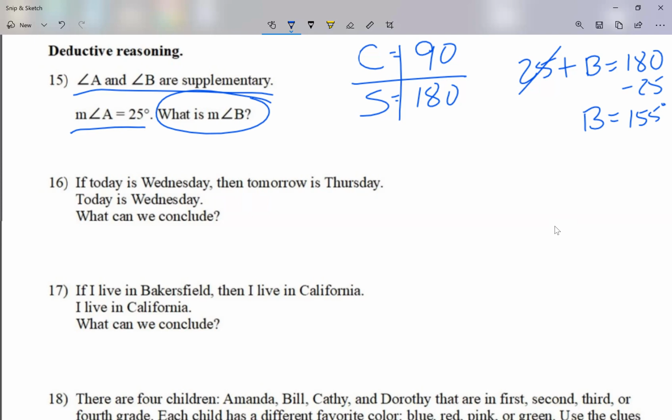Okay, now question number 16. If today is Wednesday, then tomorrow is Thursday. Okay, so that's the first premise that I gave you. If today's Wednesday, then tomorrow is Thursday. Then I tell you, well, today is Wednesday. So what can we say? Well, what can we conclude? I'm going to write: tomorrow is Thursday.